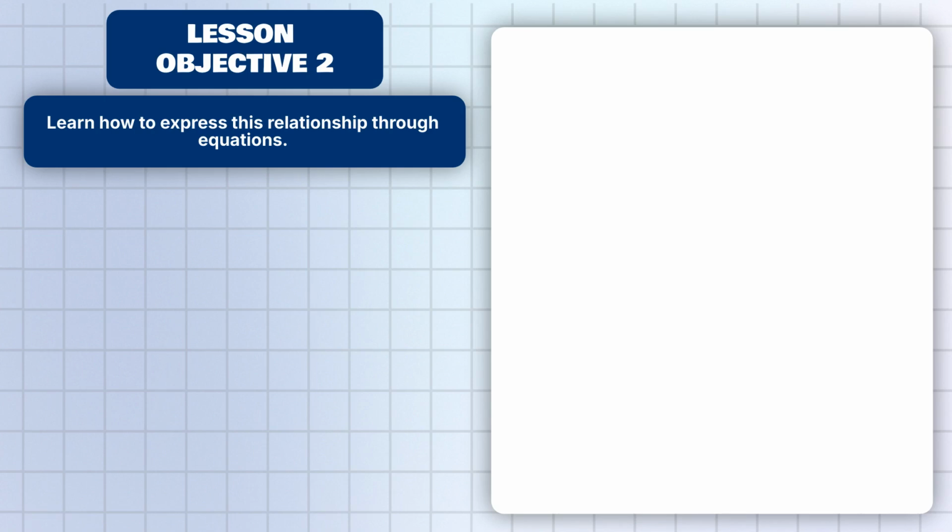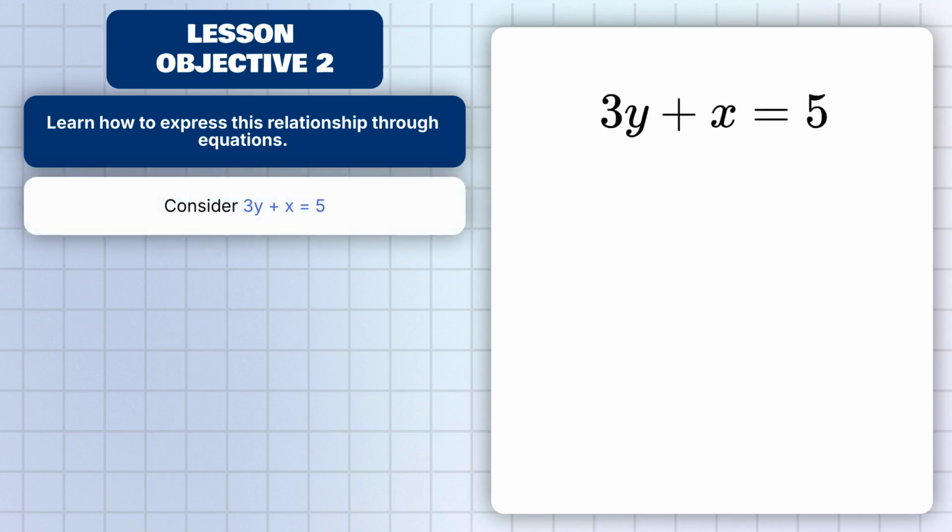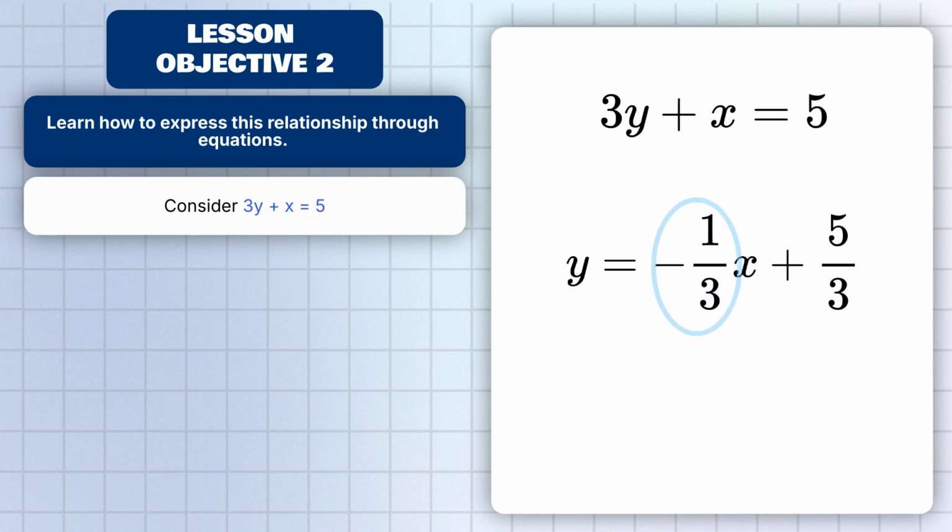Example 3. Finally, consider 3y plus x equals 5. Here again, rearrange to isolate y. Subtract x from both sides and divide by 3. y equals minus 1 over 3 x plus 5 over 3. The gradient is minus 1 over 3. The negative reciprocal of minus 1 over 3 is 3. So a line perpendicular to 3y plus x equals 5 would have a gradient of 3.